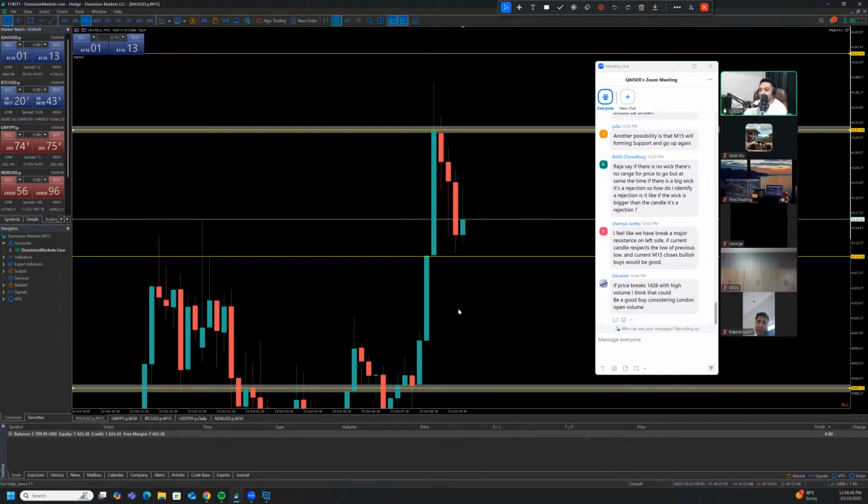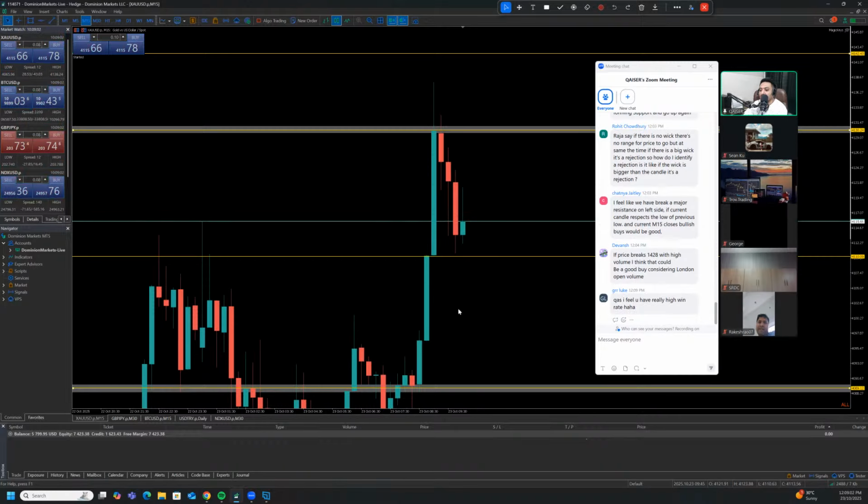I don't know why, but today I feel like with London Open volume, a good confidence setup will appear. We'll see. Someone says: I grew $50 to 150 in 2 weeks just using the SRC concept. Goat mentor. Oh, great. What if this candle breaks its own low and the previous candle low?